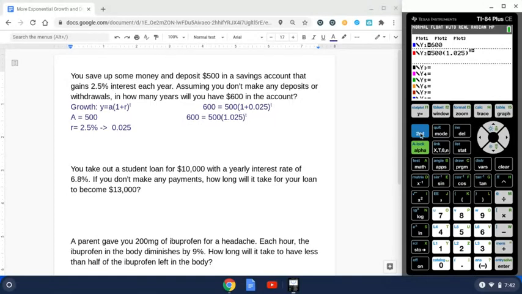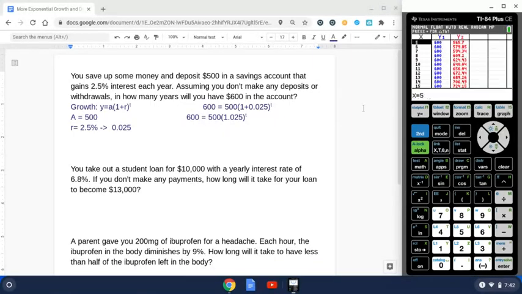So now I'm going to look at my table, and I'm trying to find when I have at least $600. So I'm looking at all these y values and looking to see how long it'll take until I have at least 600. So after 5 years, I have 565. 6 years, 580 almost. So it looks like after 8 years, I have $609. So it's going to take 8 years. We have $609.20 in the account.